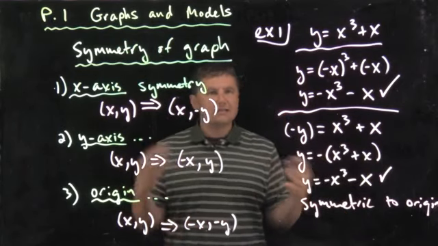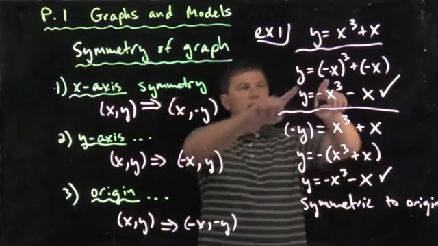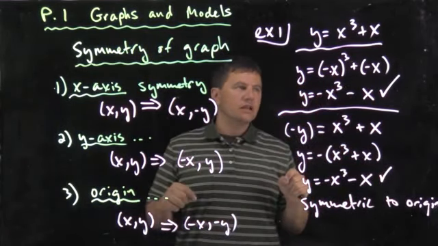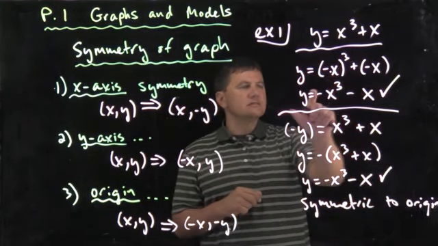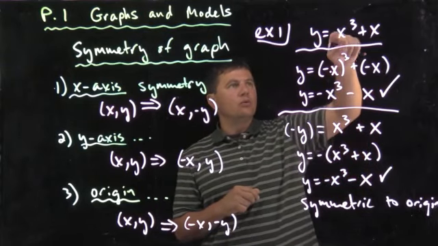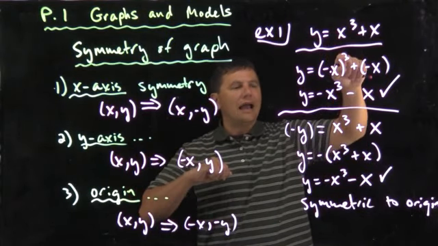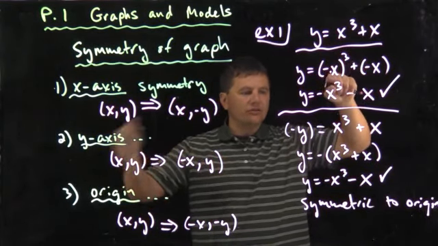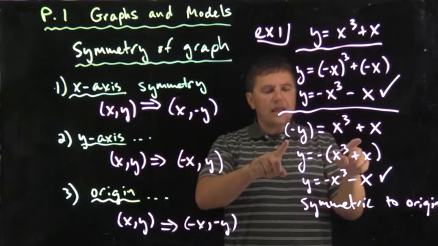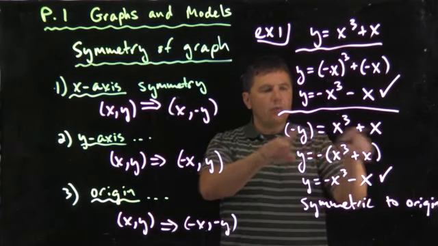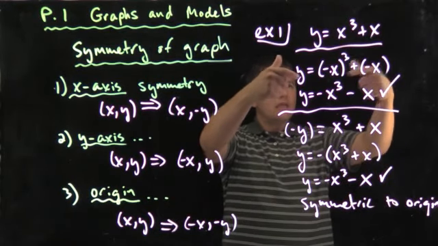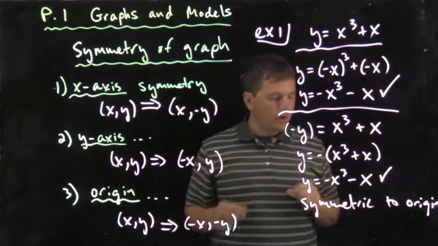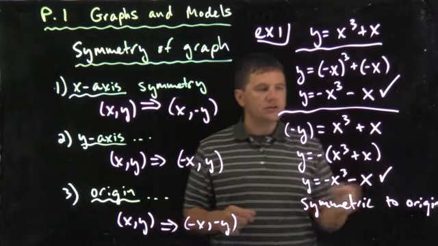And if you're asked to test, this is what I want to see. I want to see you plugging in the negative x. So once again, let me remind you how this works. You plug in the negative x and simplify it. If it's equal to the original, that means it's symmetric to the y-axis. It's not here, so it's not symmetric to the y-axis. Then I'm going to plug in negative y and simplify that. If plugging in negative x and plugging in negative y give us the same thing, it's symmetric to the origin.